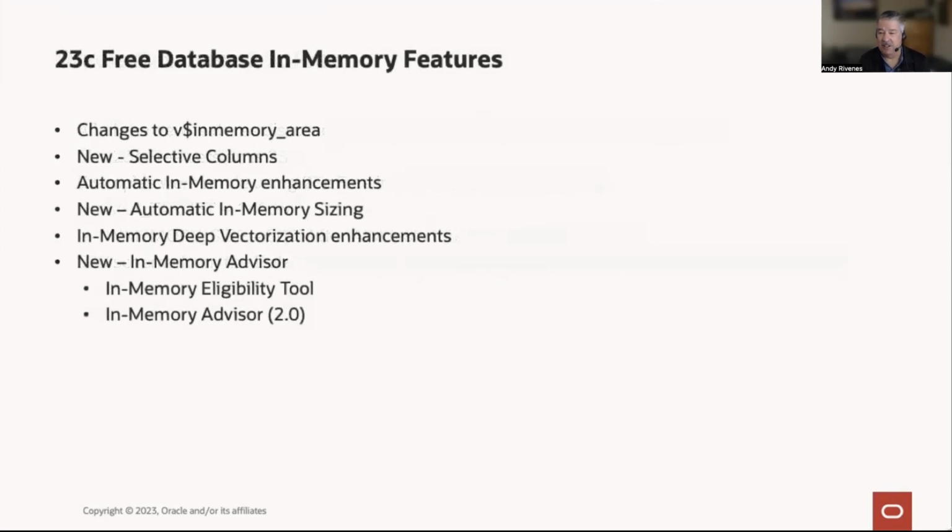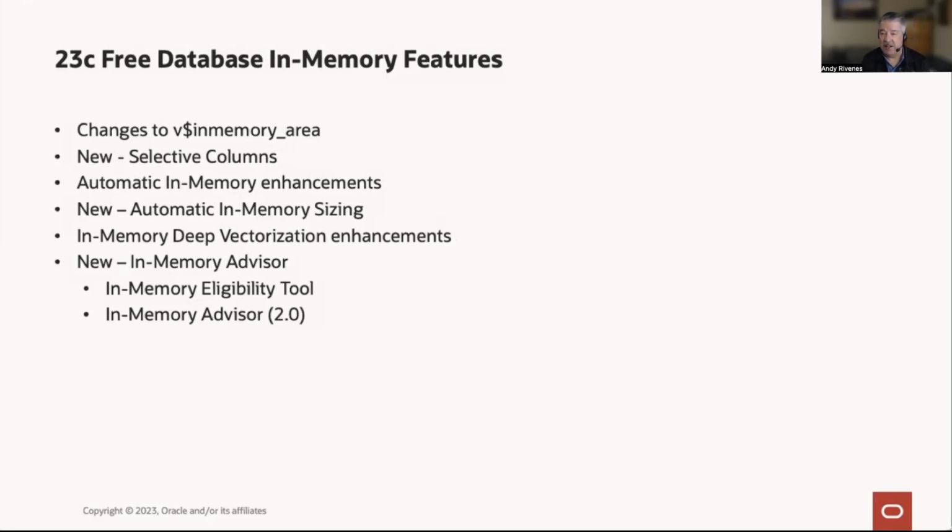So the features I wanted to talk about today are for Database In-Memory. We have made some changes to the V$IM area, or the column store itself, and we'll talk a little bit about that. We've got a new feature called selective columns, which is nice because now you don't have to type out all the column names. You can actually say ALL. So I'll show you a little bit about that.